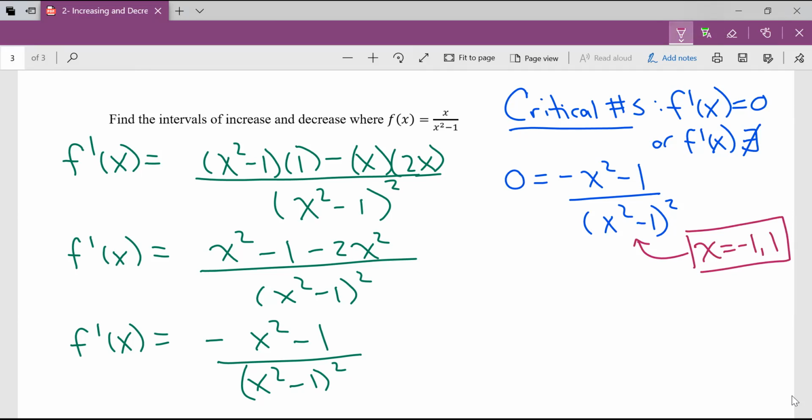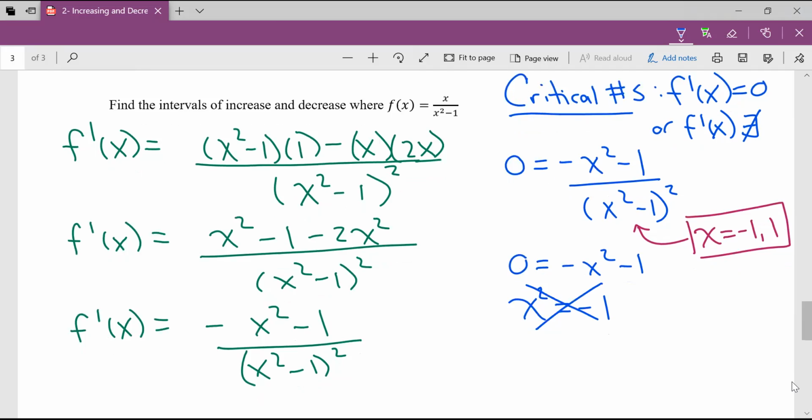Now we keep solving. So I multiply both sides by the denominator and I end up with that. And I start solving. Well, I add x squared to both sides. x squared is equal to -1. Well, we can do that, but it's an imaginary or complex number. We don't want to do that. Nothing to worry about there. So our only critical numbers are -1 and 1.